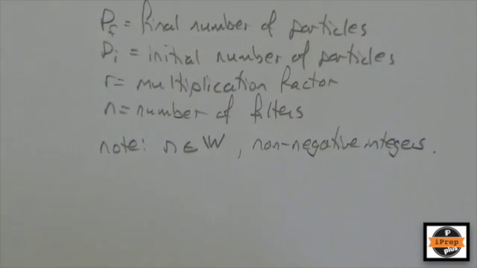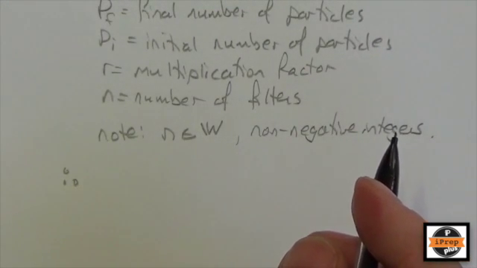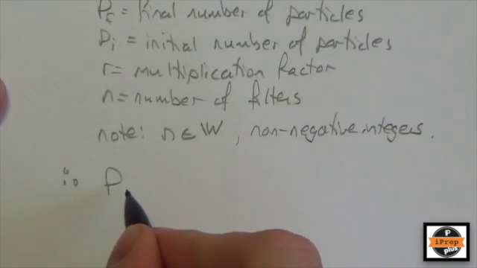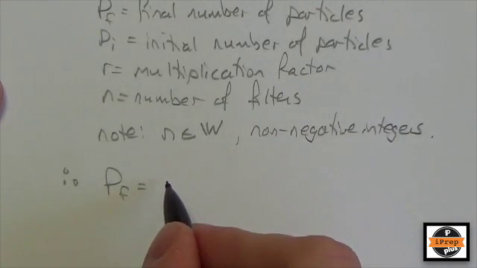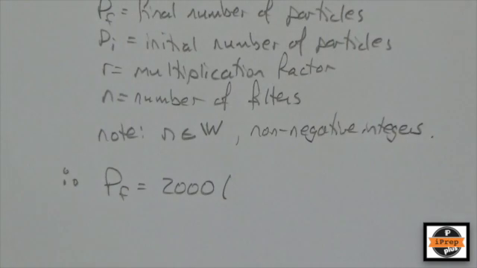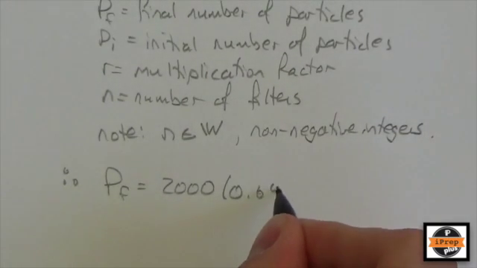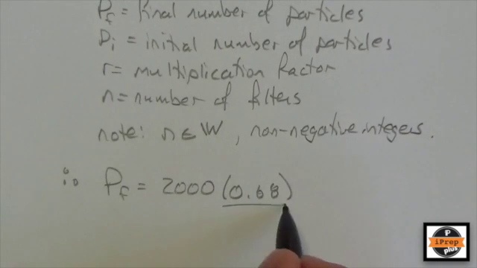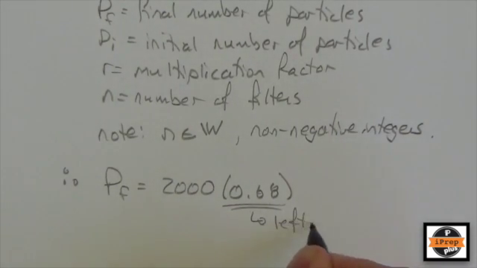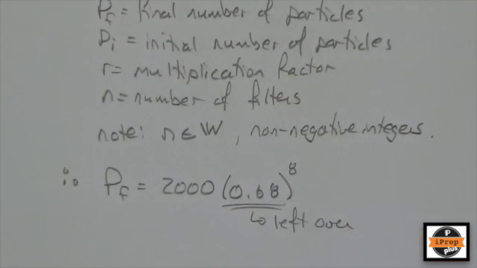Now, based on what we've seen, let's start to put stuff in here. We're trying to come up with an expression for the number of particles still suspended in the air after it passes through 8 filters, so we're looking for our final. We know that there are initially 2,000 particles of suspended matter. Again, remember that the multiplication factor should represent what's left over, not what's being taken away. So if we take 32% out, we are left with 68%. This is what is left over. And then after 8 filters would be to the power of 8.